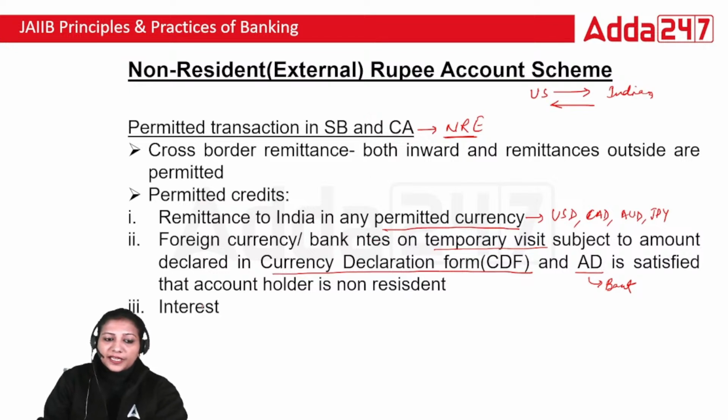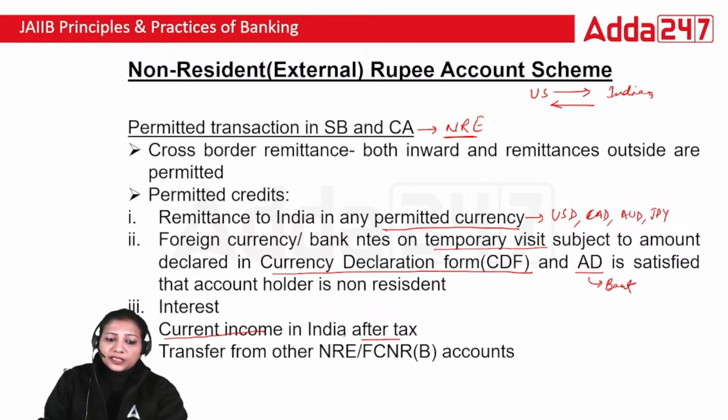Interest on the account, any kind of saving interest, is permitted as credit. Current income in India after tax, if there is any current income in India, maybe from any of the institutions. It could be rent payment, it could be anything else, any securities which they had bought, and they are getting benefit of that. So any kind of current income, and for that tax will be deductible if there is income from India.